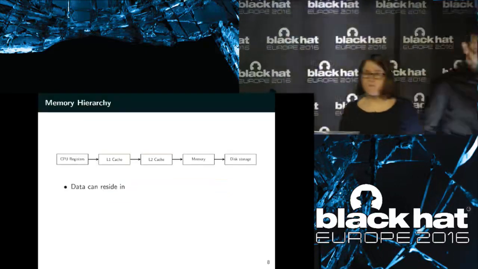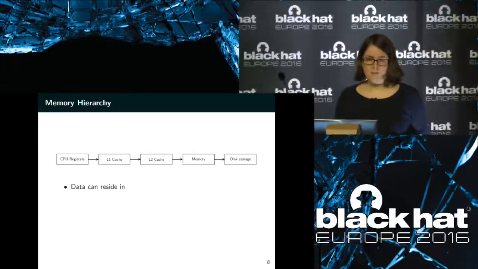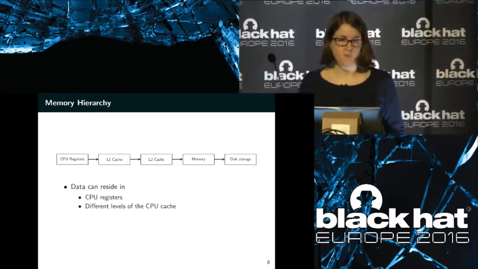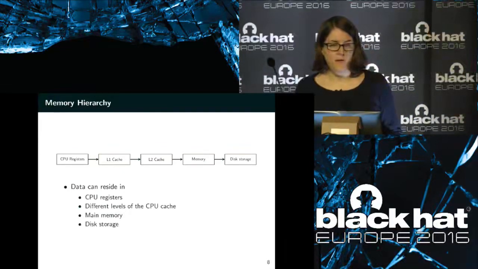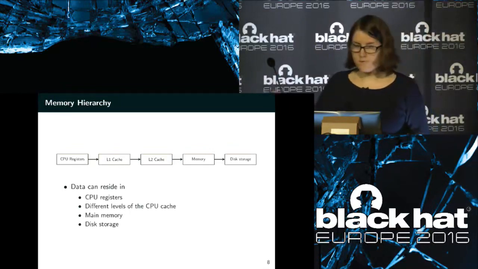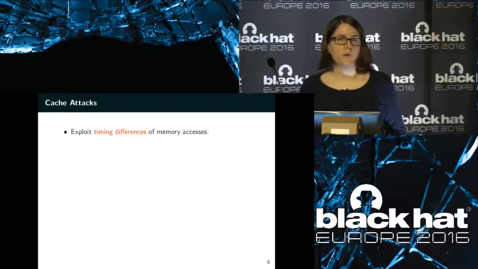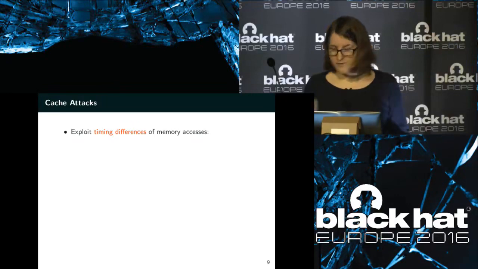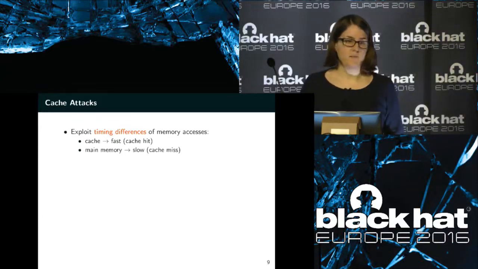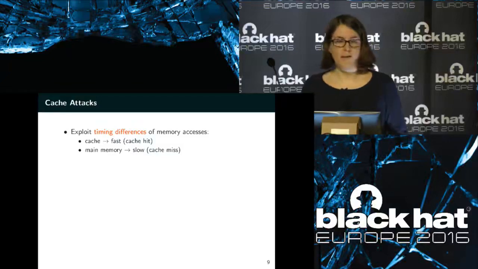So as you may know, we have a memory hierarchy that is composed of CPU registers, different levels of the CPU cache, the main memory, which is the DRAM, and the disk storage. And we have different timings depending on where data reside. And this is precisely what we're going to exploit in cache attacks, in particular, the difference of timing between data in the cache and in the main memory. So if data resides in the cache, the access is going to be fast. We call that a cache hit. And if data is not in the cache, then we have to retrieve it from the main memory, and it's slow, and we call that a cache miss.